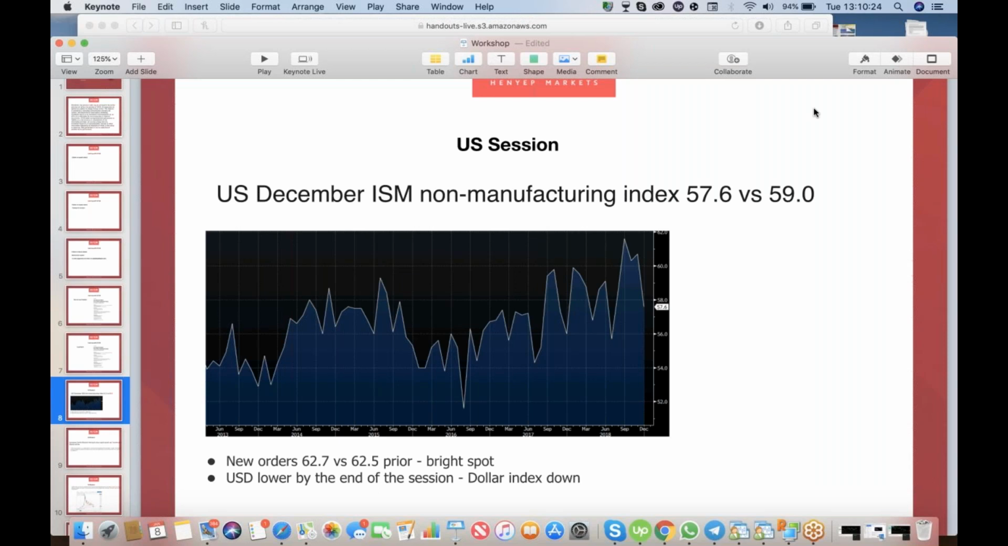So this data that came out yesterday was always going to be viewed through that lens, and you can see that it's down from the highs of 59 from the previous release. It's down at 57.6. So the non-manufacturing index was falling, and the market as a whole took this as confirmation of the more bearish US dollar outlook. So that's why we had some US dollar selling.